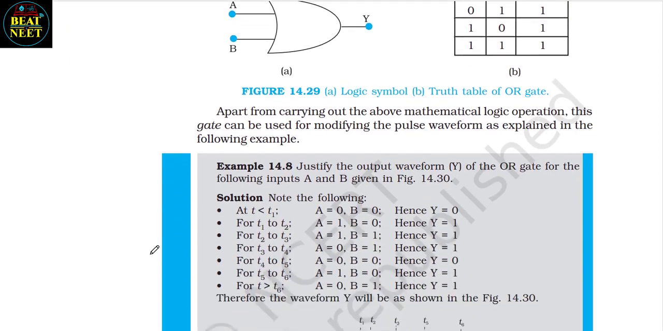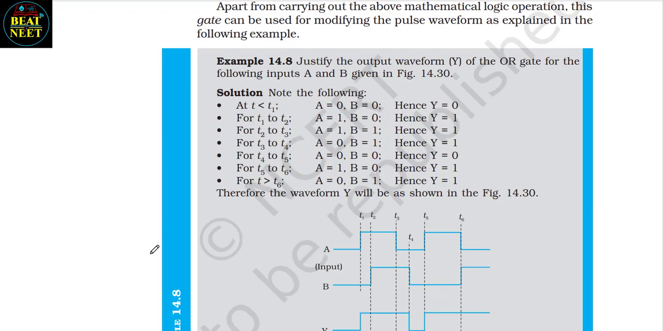Apart from carrying out the above mathematical logic operation, this gate can be used for modifying the pulse waveform as explained in the following example. Here you can see the example.